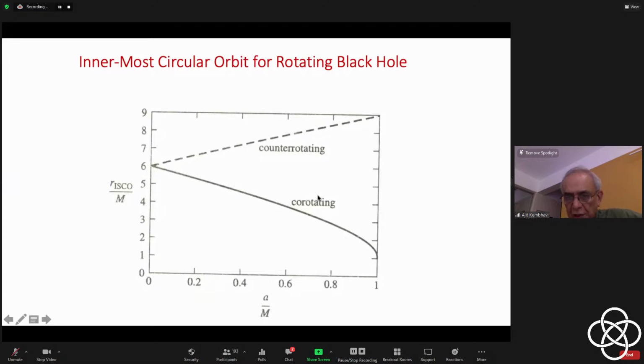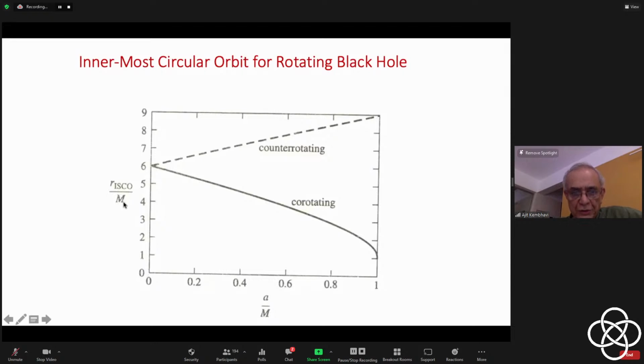And what you see here, this is the co-rotating orbit, meaning this is for a particle going around the spinning black hole in the same direction as the spin. And this is for counter-rotating orbits, meaning for when the orbit is in the direction opposite to the spin of the black hole. Okay, so for a co-rotating orbit, you will find that when A is equal to 0, you are at the Schwarzschild solution.